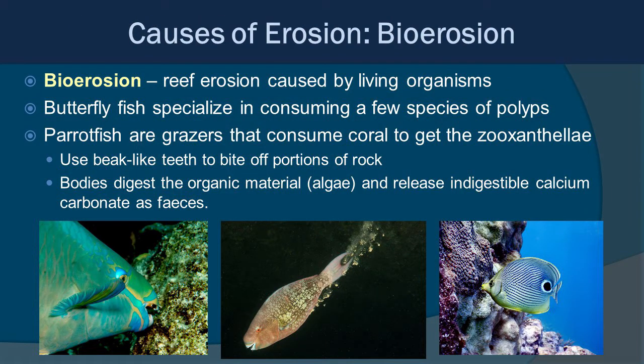First up is good old bioerosion, and this is erosion caused by living organisms. This can occur from quite a few different organisms. For example, butterfly fish specialize in consuming a few species of polyps specifically, and you see a butterfly fish on the bottom right over there. Parrotfish are grazers. They consume coral to get the zooxanthellae that are inside of them. So they use their beak-like teeth structures to bite off portions of rock. This stuff is not really digested very well, and this organic material is actually pooped back out, as well as some calcium carbonate in the feces. And you can see a parrotfish pooping there in the middle picture.